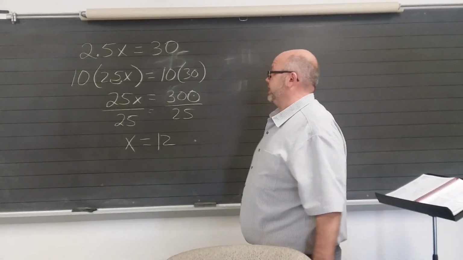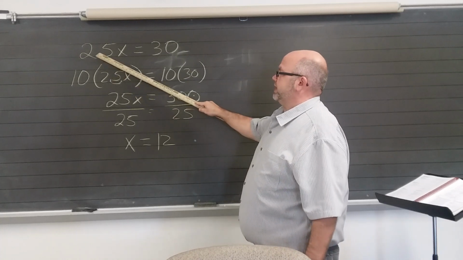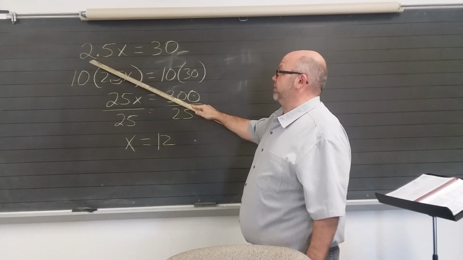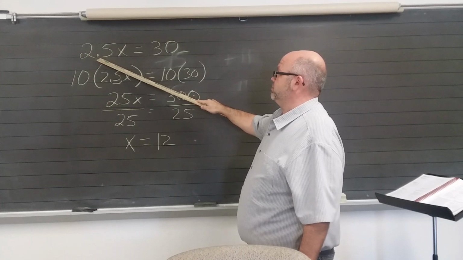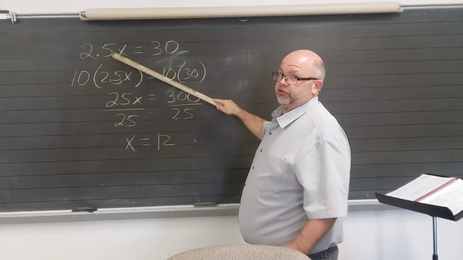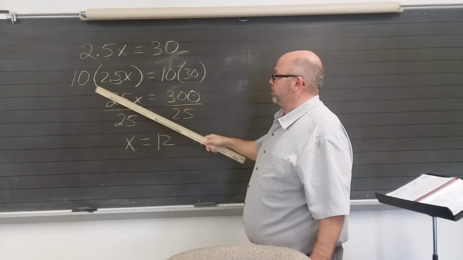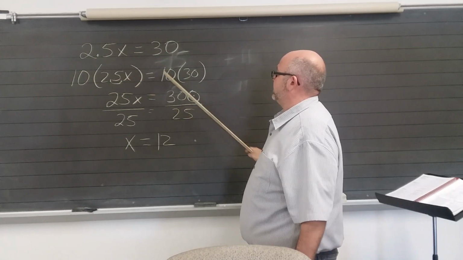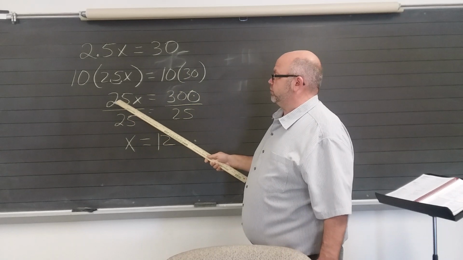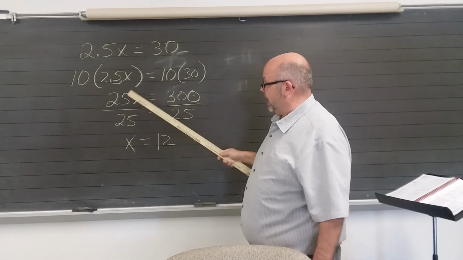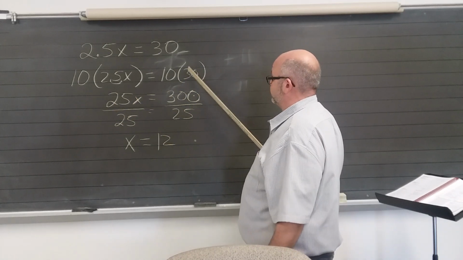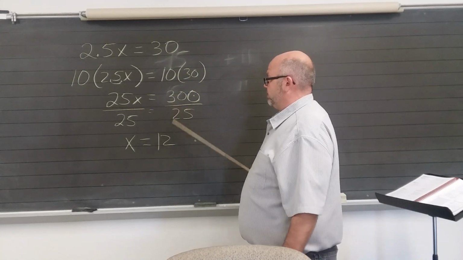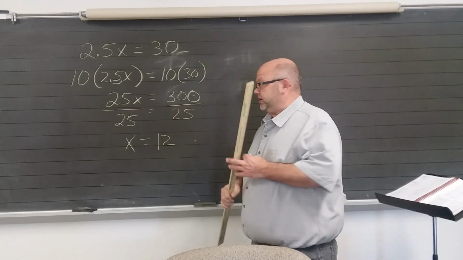Sorry about my stammering around. You want to get rid of the decimal. In order to get rid of the decimal, you know that to move the decimal over one place, you simply multiply by 10. Multiply by 10 on both sides. 10 times 2.5x, 10 times 30. 2.5 times 10 is 25x equals 10 times 30, 300. Divide them both and you have x equals 12.